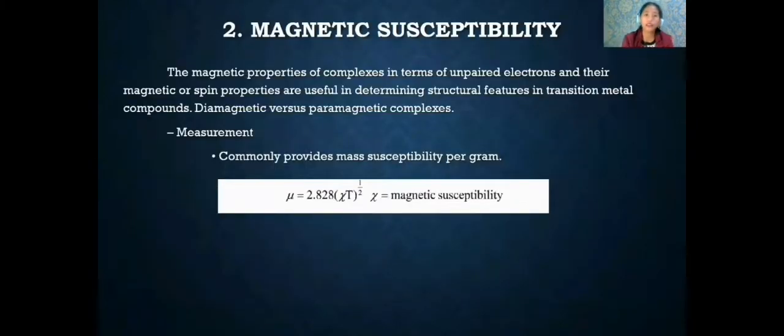So we have another evidence of electronic structure. We have here the magnetic susceptibility. The magnetic properties of a complex, in terms of unpaired electrons and their magnetic or spin properties, are useful in determining structural features in transition metal compounds.